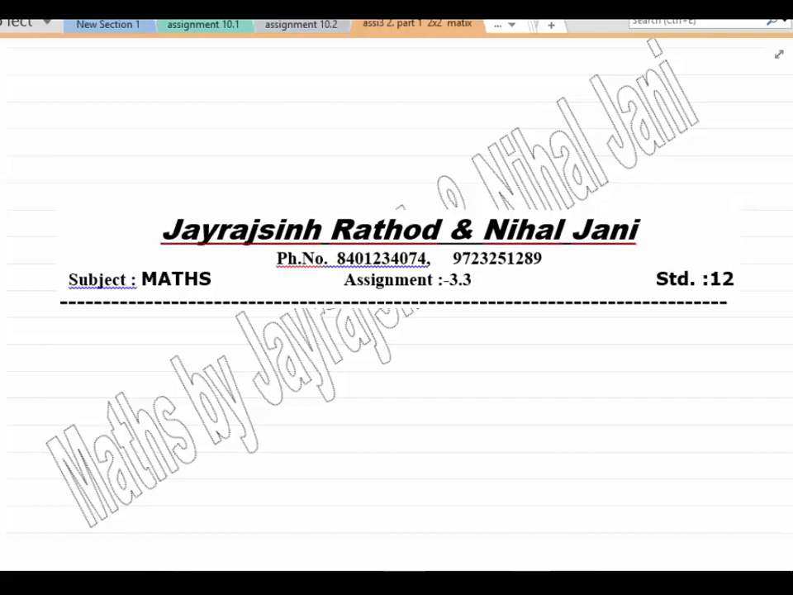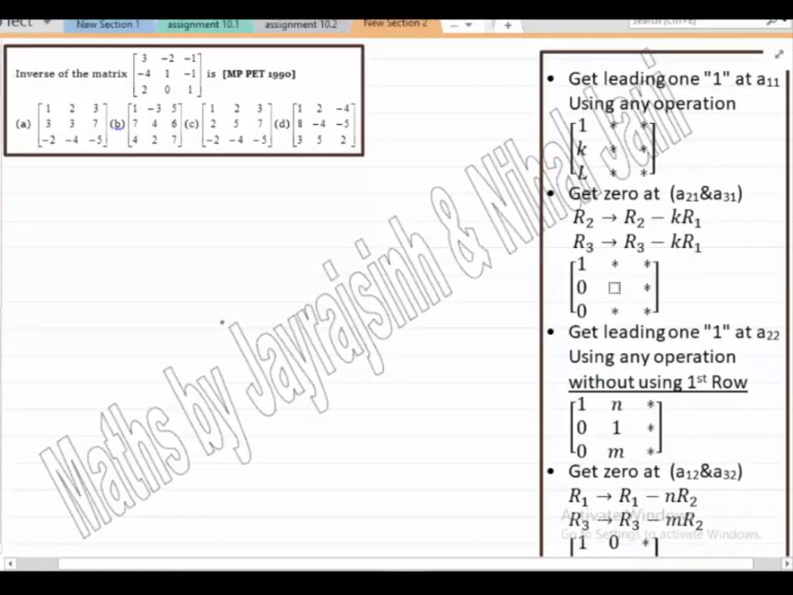In this assignment, you are going to see how we can find the inverse of a 3 cross 3 matrix, and in the second part we are going to solve some examples using the principle of mathematical induction. So let's go for the questions. In this question, we have to find the inverse of the given matrix.